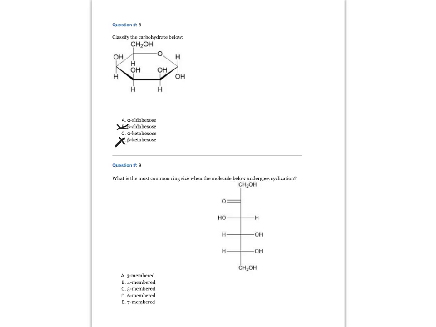So aldo or keto, how do you tell that? Referencing the hemiacetal, the reference is those R groups, the groups that are not oxygen. So oxygen, oxygen. Here you have a carbon. Here you have a hydrogen. This hydrogen tells you that it's an aldose. So the answer is A. An aldohexose. Aldo for aldehyde.